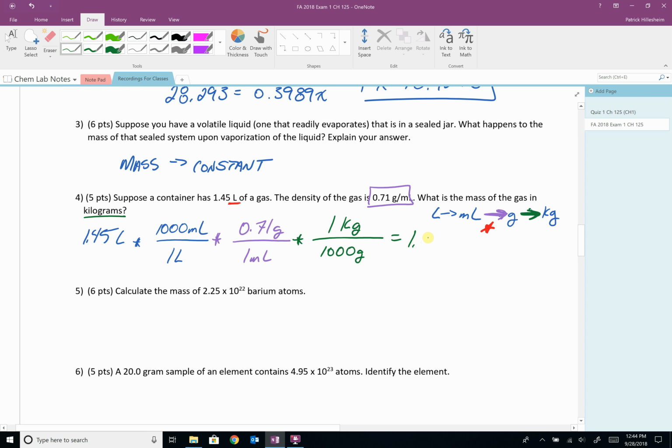And I got my answer to be about 1.0295. Now, if we want to worry about significant figures, you can, right? But for the moment, let's just focus on the calculations and how we get stuff set up. So liters to milliliters, right? Let's follow our units. Liters cancels out, milliliters cancels out, grams cancel out, and we're left in kilograms. Wonderful.